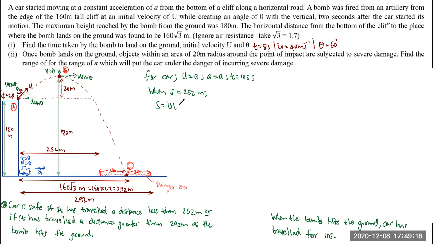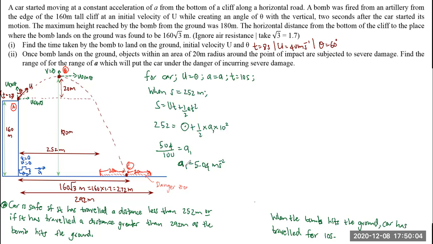Let's apply s equals ut plus half at squared for the car. The displacement of the car, if we take it as 252, then initial velocity is 0, plus half into the acceleration we have to find, and the time is 10 squared. The car has traveled a total time of 10 seconds, so 10 squared, then it will be 504 divided by 100. That is a. Therefore, I'll put it as a1. We're getting a1 equals 5.04 m/s². So if the acceleration is 5.04, the car will be exactly at 252 meters when the bomb lands on the ground.